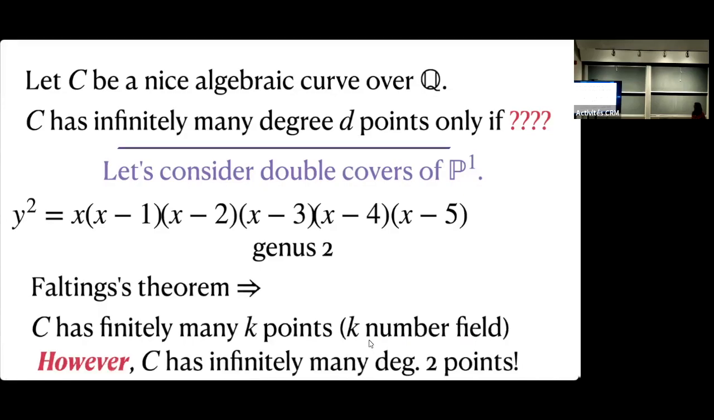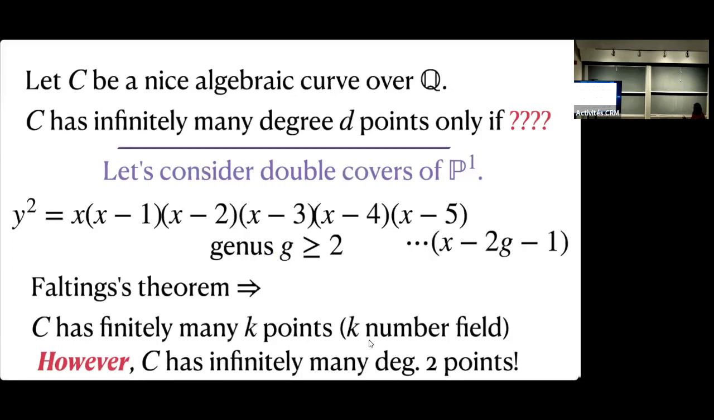But if you look at this equation, we're going to have infinitely many degree 2 points, because I can plug in anything I want for x, any of the infinitely many rational numbers that I know and love, and it's a quadratic equation to solve for y. And not only is this true for genus 2 curves, I can make donuts with many more holes by adding branch points to this double cover. And I can get a genus g curve for whatever g I want that still has this property, that it has infinitely many degree 2 points.